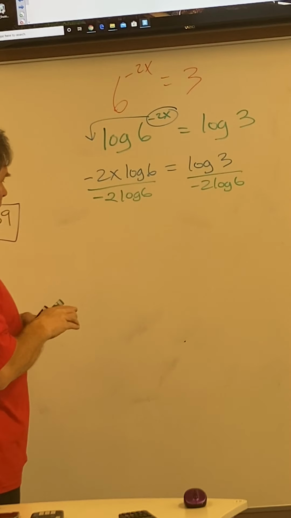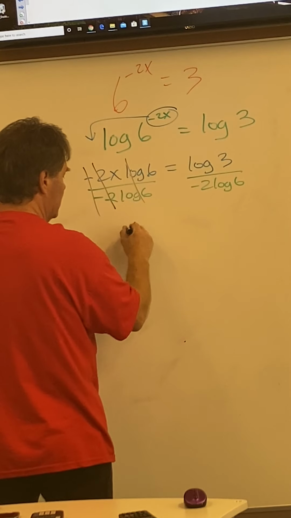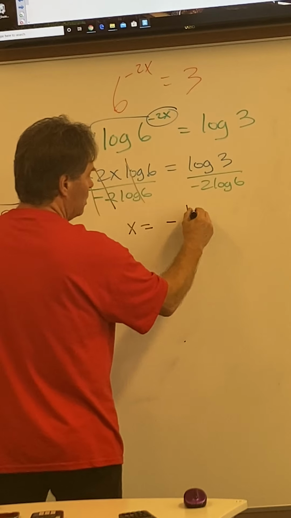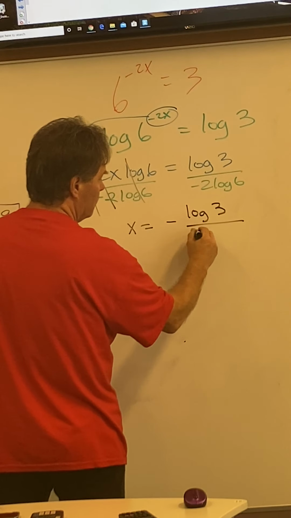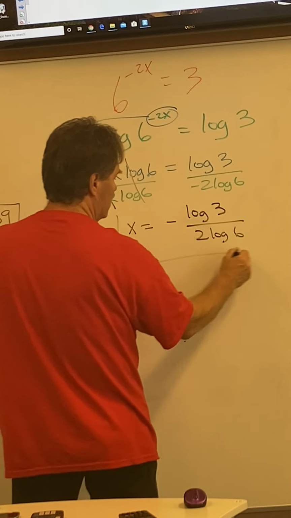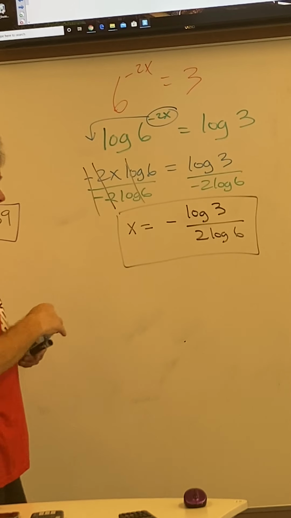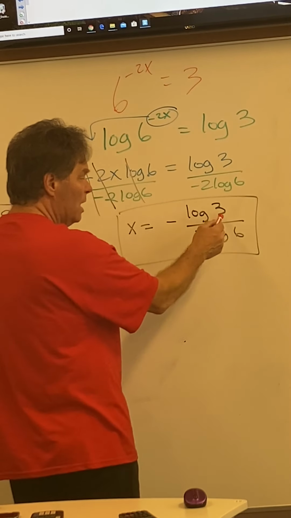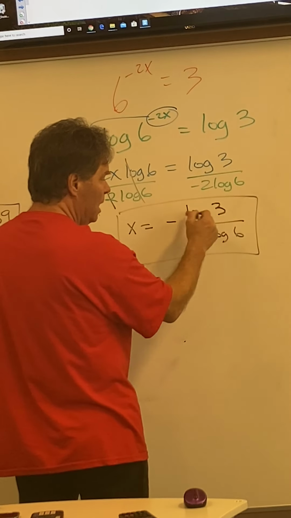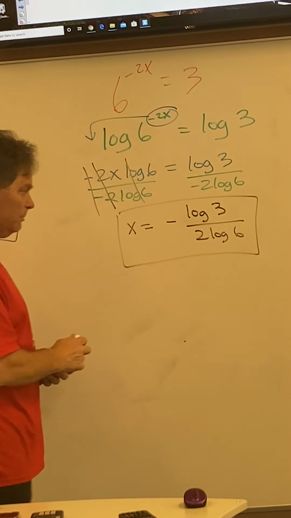Okay. Now, good news over here. This cancels, this cancels, this cancels. I get x equals, I like putting my negative out front, negative log 3 over 2 log 6, right? So there you go. That's the answer in calculation ready form. Notice, do not cancel the 3 and the 6 and make it like a 1 and a 2. That doesn't work that way. It's log 3 and log 6. You can't cancel these arguments inside the logarithms like this.